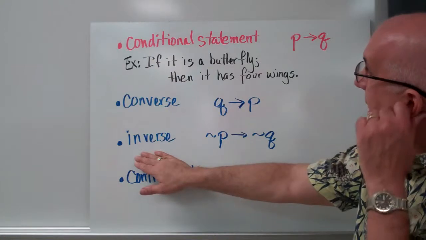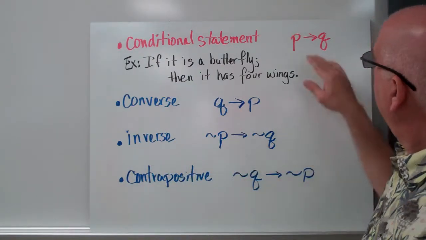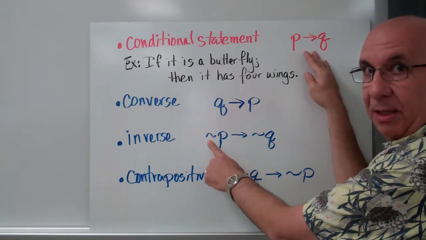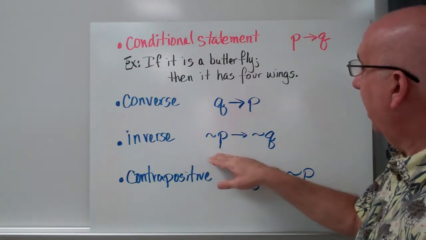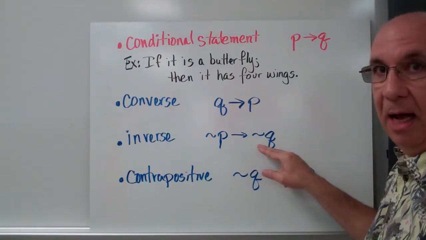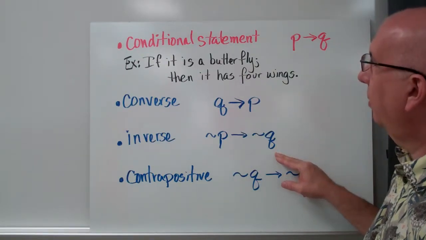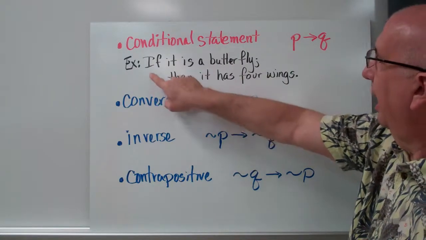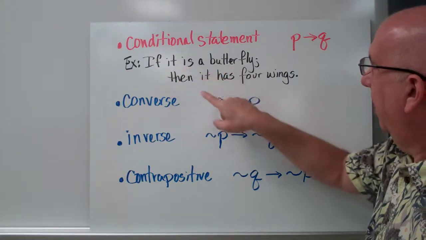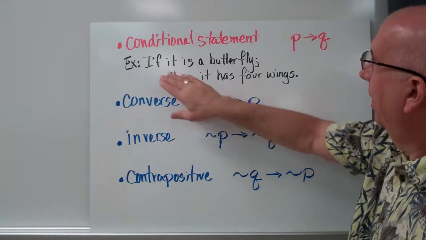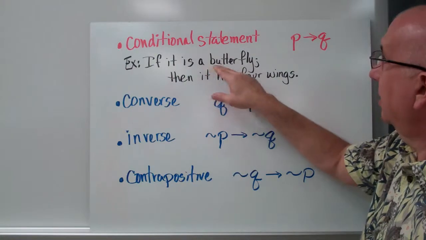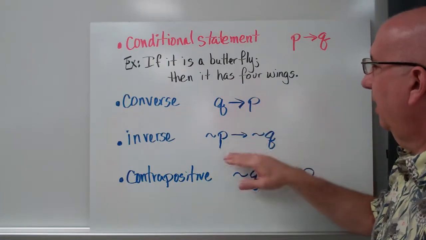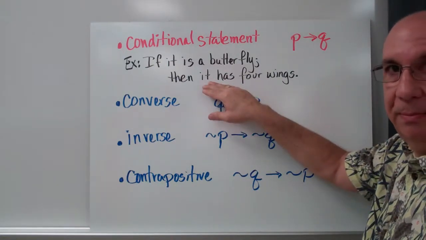The next type of conditional statement is an inverse statement. It's the same thing as this, except it's got a tilde here, the squiggle. This squiggle means not. So this would be read, if not P, then not Q. Now what's an example of that? Well, if I go back here to my original statement, I would put a not here and a not on the then. And we would read it, if the insect is not a butterfly, then it does not have 4 wings. That's the inverse of the original.